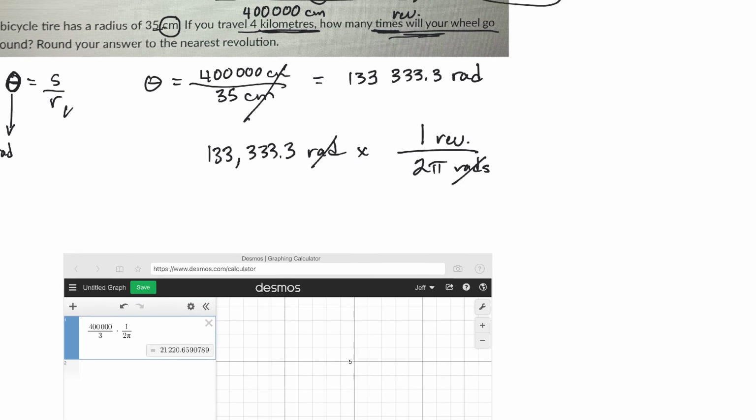Okay, so this will be equal to 21,200, and it says round to the nearest revolution. So 21,221 revolutions. That's how many times the wheel will go around in 4 kilometers. That's a lot of times.